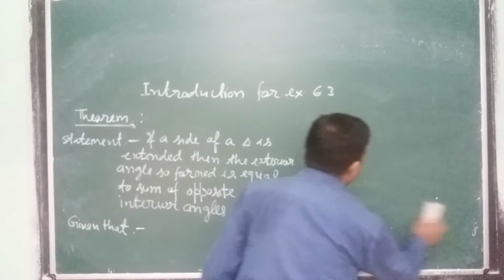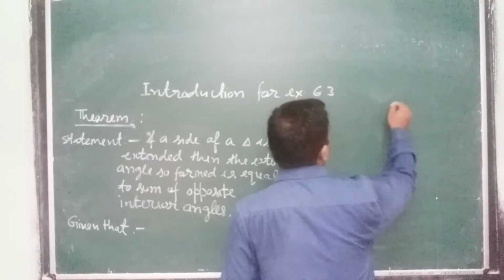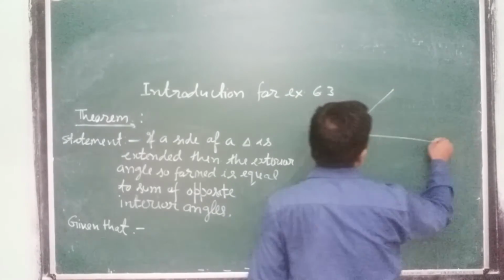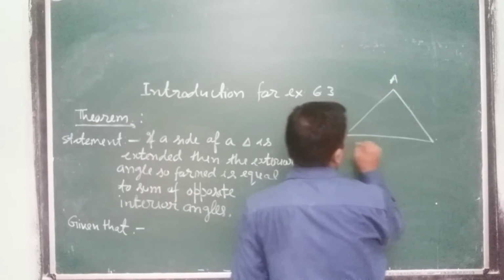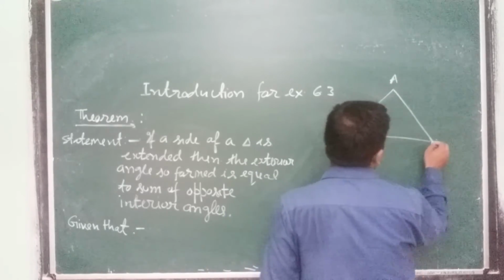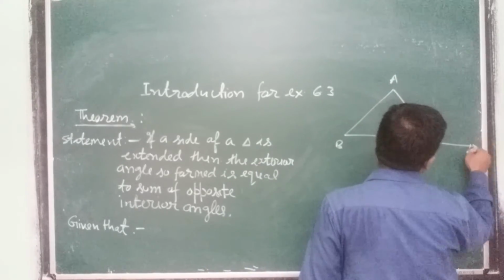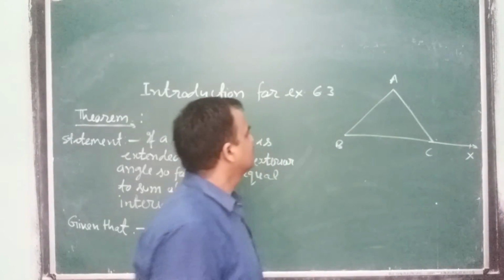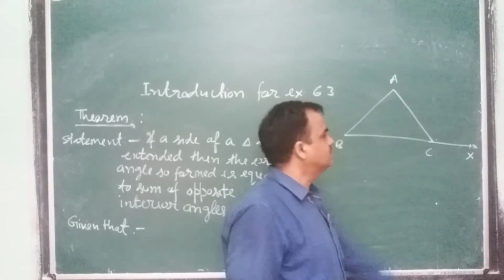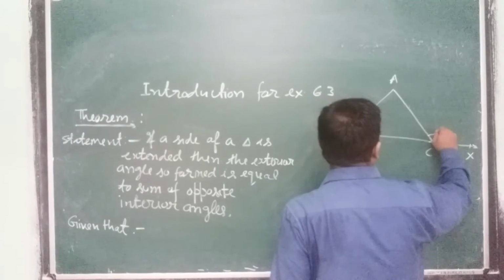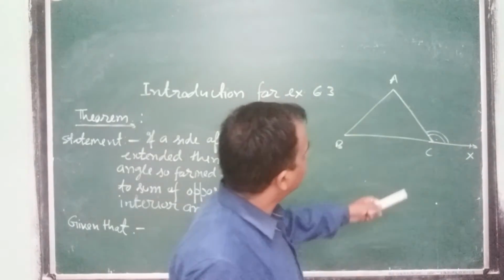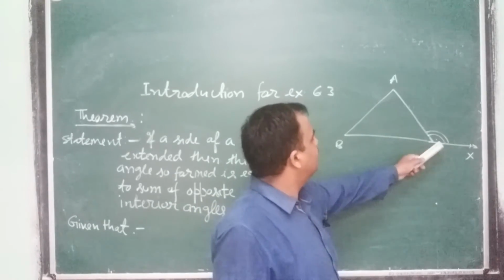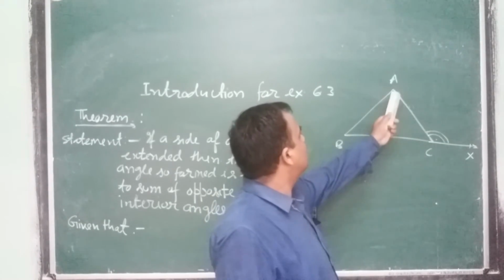You will draw a triangle. First of all, consider this triangle. Say ABC is the triangle. The side BC we are going to extend up to a point X. So this is the extension of this BC, and here we have got the exterior angle so formed, and we have to prove that this exterior angle is equal to the sum of the opposite interior angles.